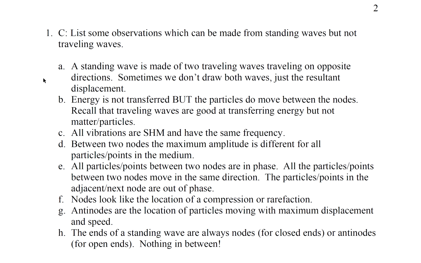Question 1. List some observations which can be made from standing waves but not traveling waves. When we learned about diffraction and refraction, those were all traveling waves. Now we're going to learn about standing waves. A standing wave is made of two traveling waves traveling in opposite directions. Sometimes we don't draw both waves, just the resultant displacement.